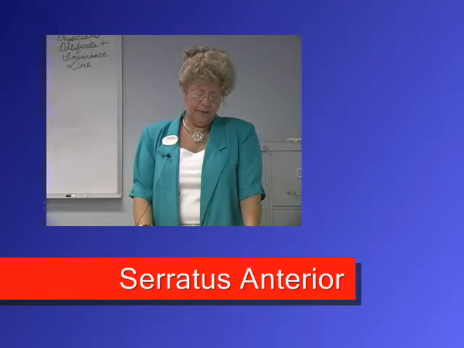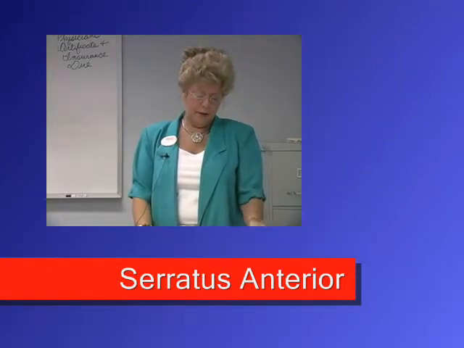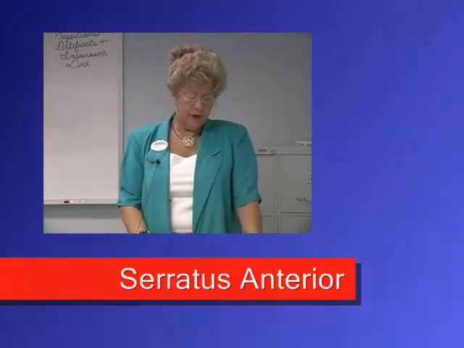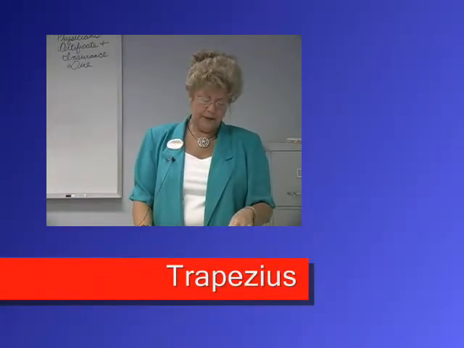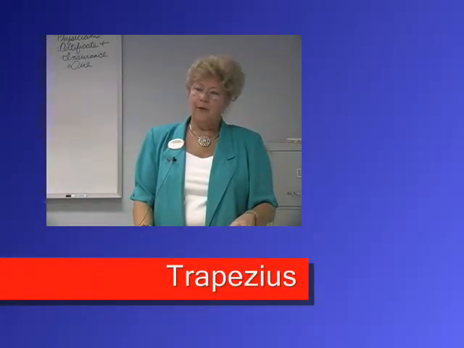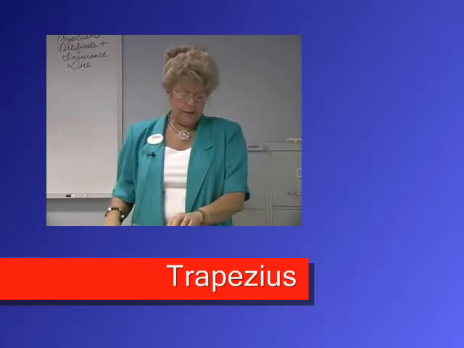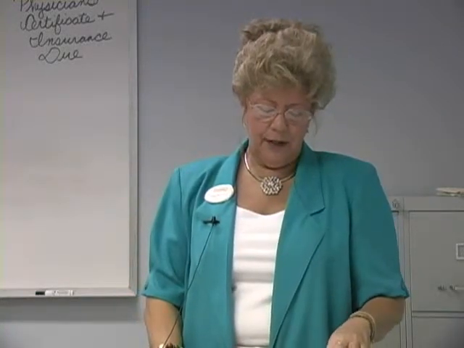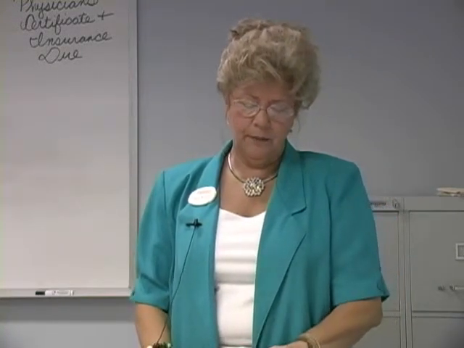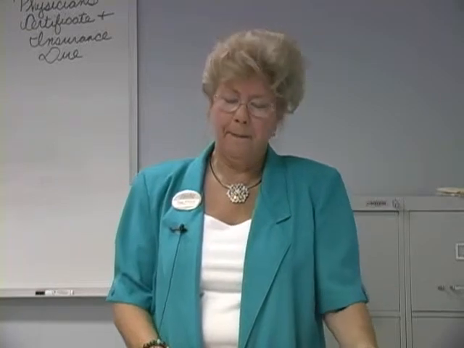Serratus anterior. We can remember that anterior is what? Always in front of. It's the muscle of the chest that assists in breathing and in raising the arm. Trapezius. I remember this from trapeze, you know, the flying trapeze artist. It's the muscle that covers the back of the neck and the upper and middle region of the back. It rotates and controls swinging movements of the arms.